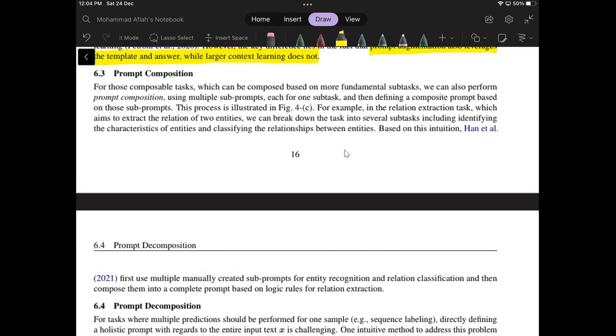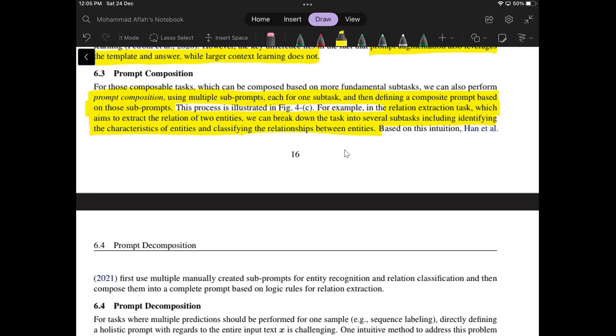For composable tasks which can be composed based on more fundamental subtasks, we can perform prompt composition using multiple subprompts, each for one subtask, and then defining a composite prompt based on those subprompts. So you take multiple subprompts for different subtasks and create a composite prompt for all of those tasks. This is only valid for composable tasks. For example, in the relation extraction task, which aims to extract the relation of two entities, we can break down the task into several subtasks, including identifying the characteristic of entities, classifying the relationship between entities, and so on.